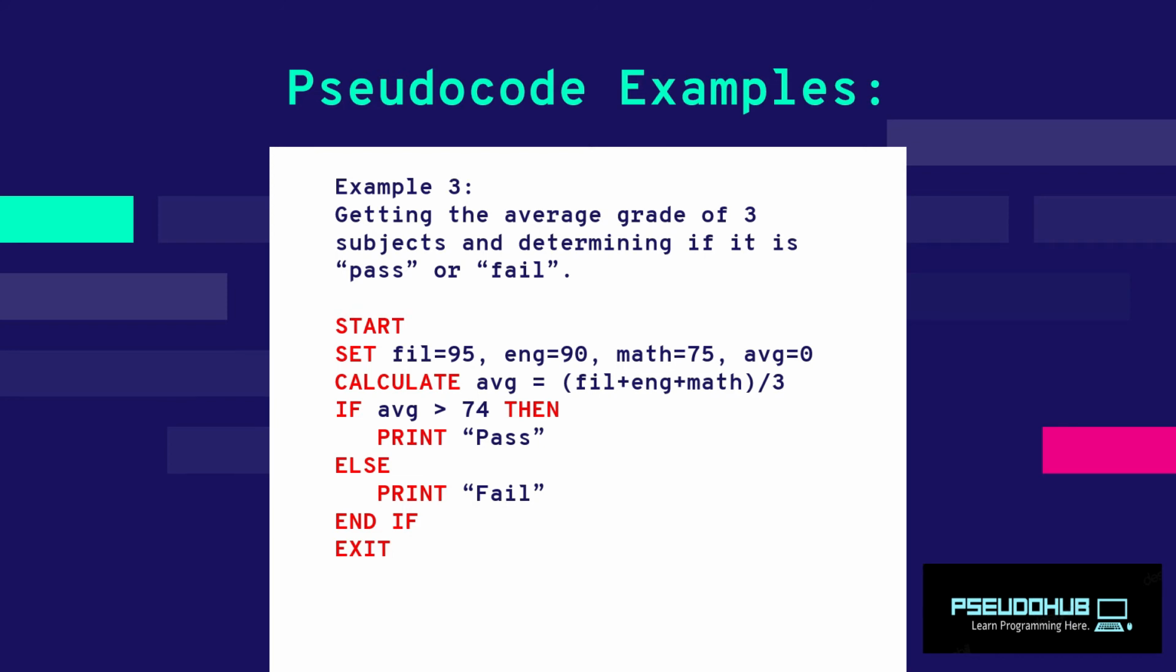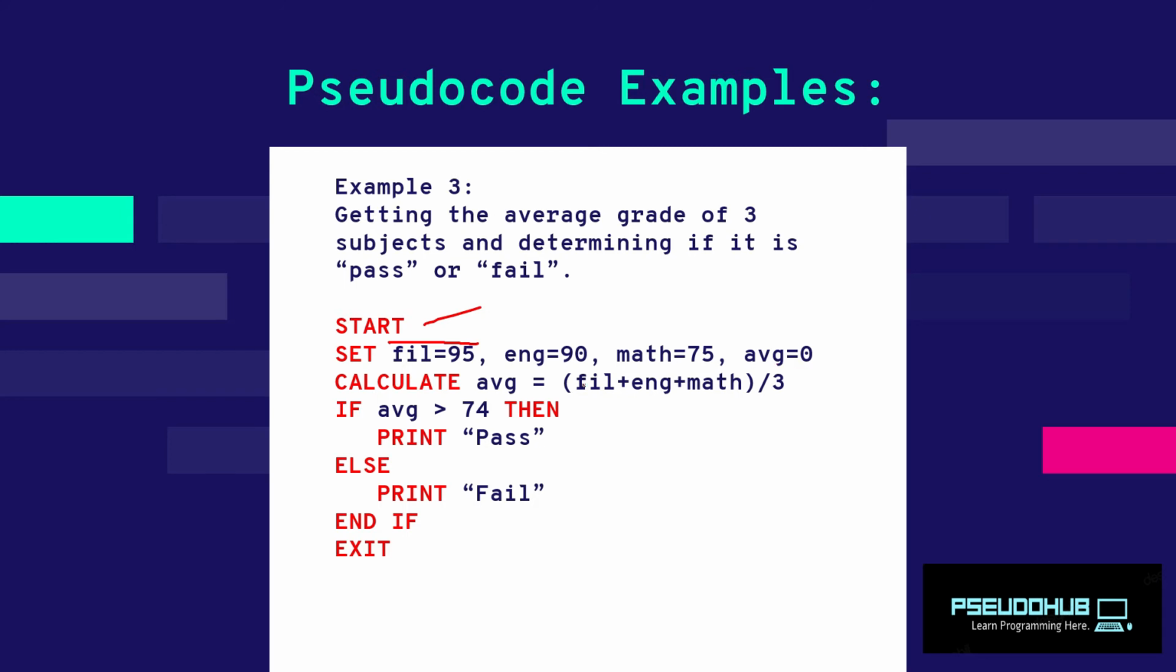Di ba? So again, we started with a statement start. And then naghatag tag mga sample nga mga value diri. For example, ang Filipino, 95. English is equals to 90. Math is equals to 75. And currently, average is equals to 0. Gi-zero sa nako ang average because wala pa man ta kabalo kung pila ang average.